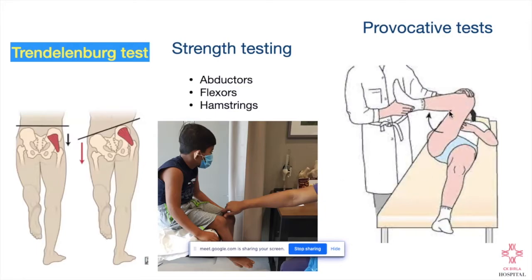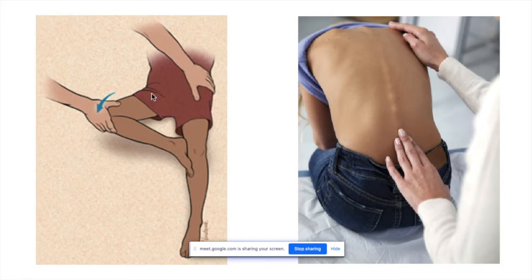Then some provocative tests here, as we see here for the impingement. So this is the Patrick test, flexion, abduction, external rotation test for the sacroiliac joint and for the hip as well. And of course, never forget to examine the spine.